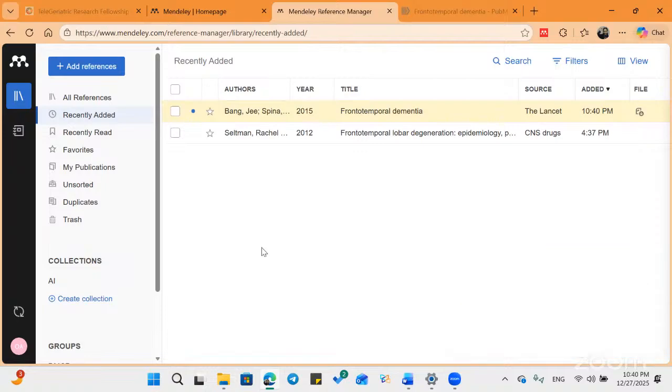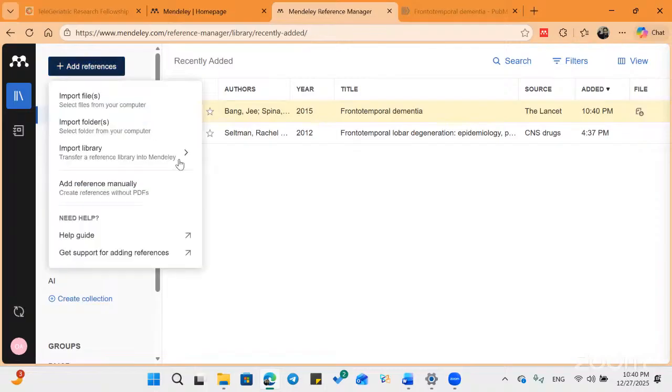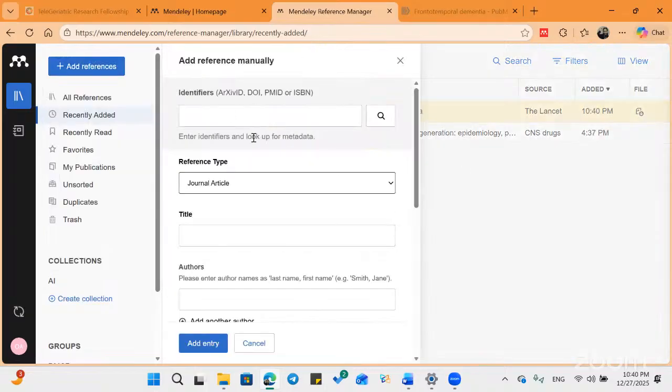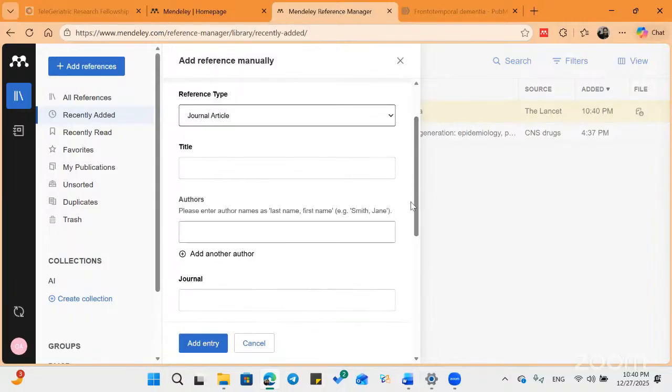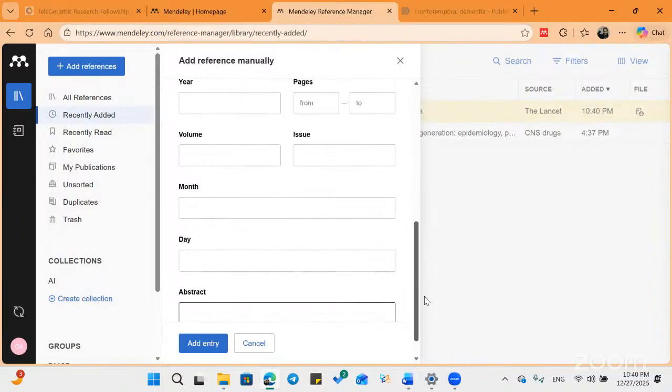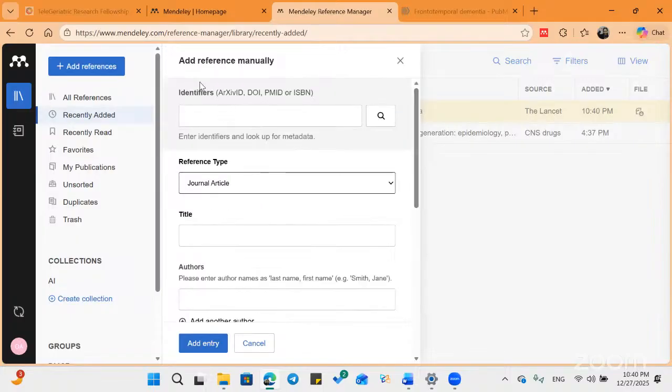So another way to add references is manually from here, but it is quite a tedious way, by writing a title, author, and all the information. Or we can use identifiers, which is the DOI or PubMed ID or so on, to retrieve the information of the paper.